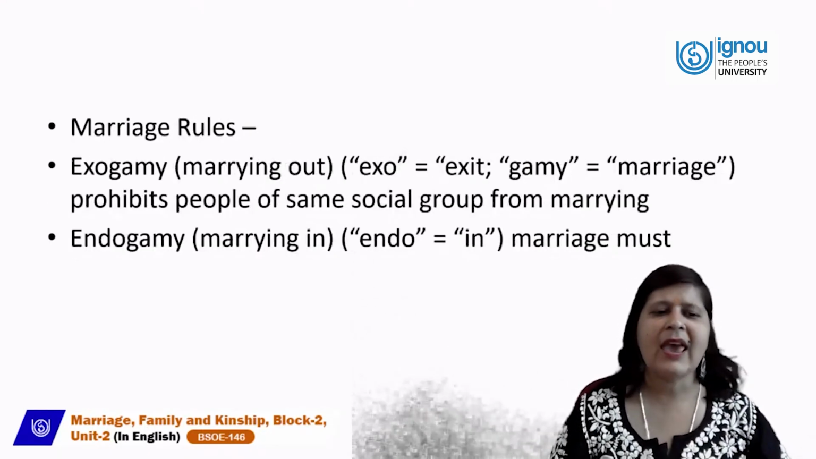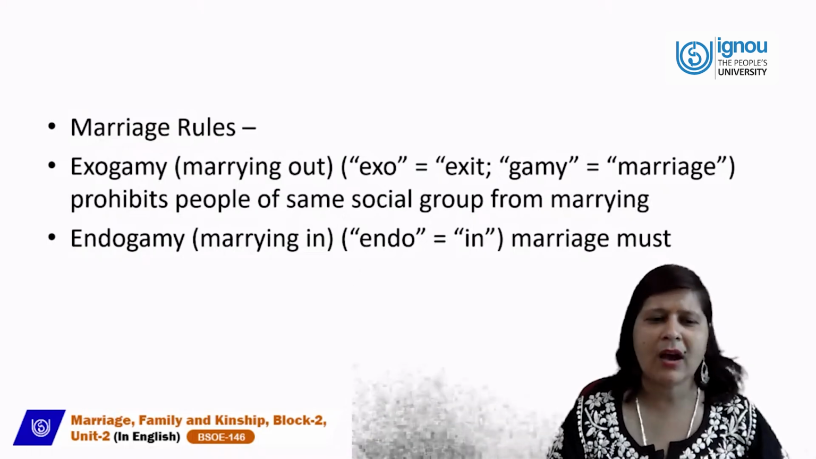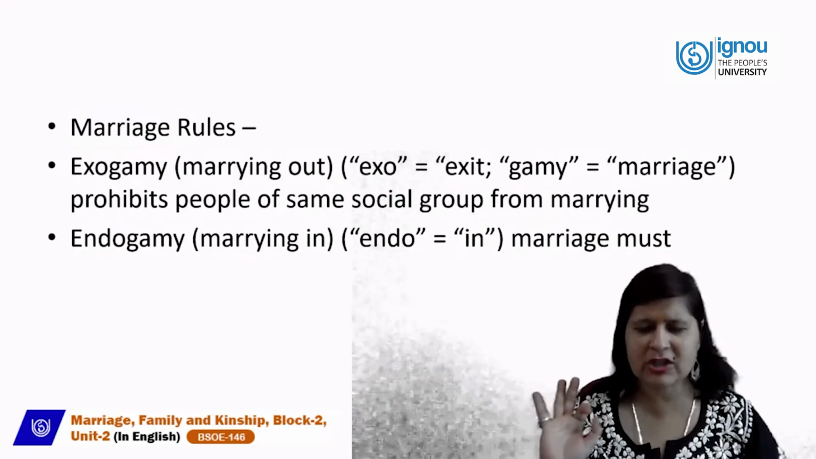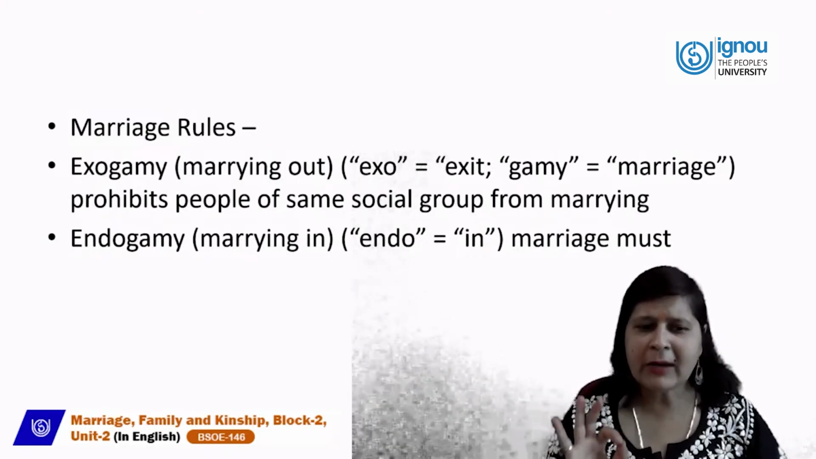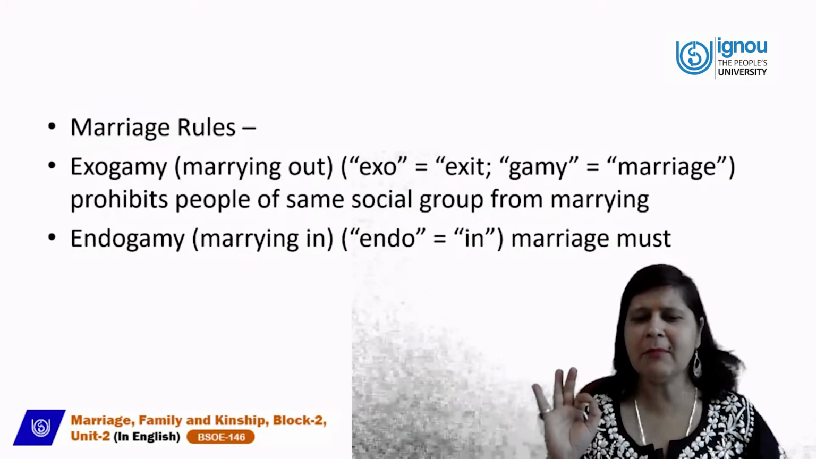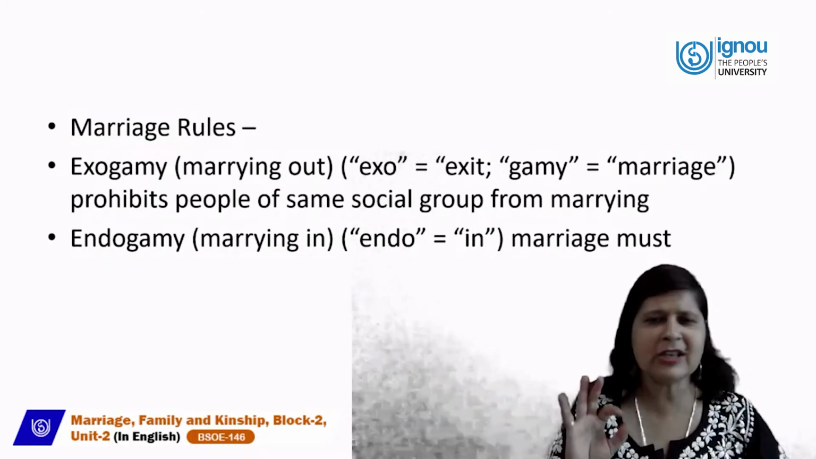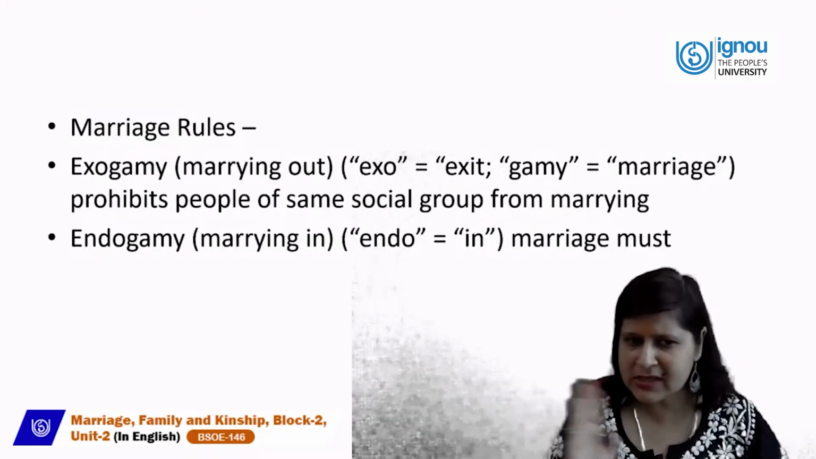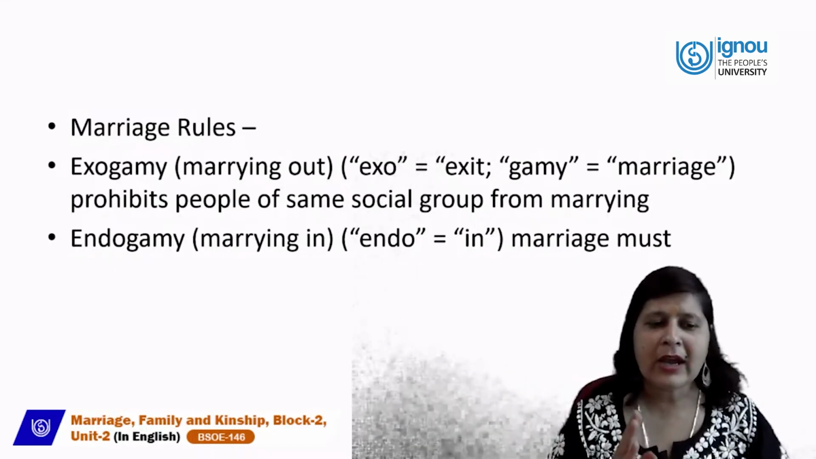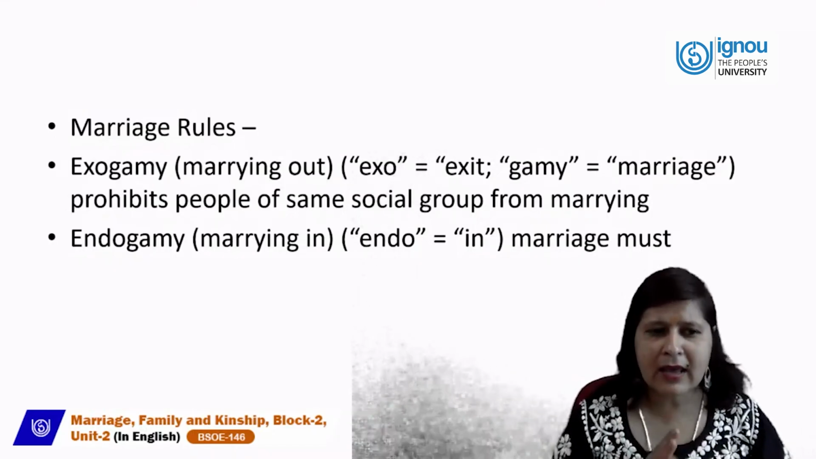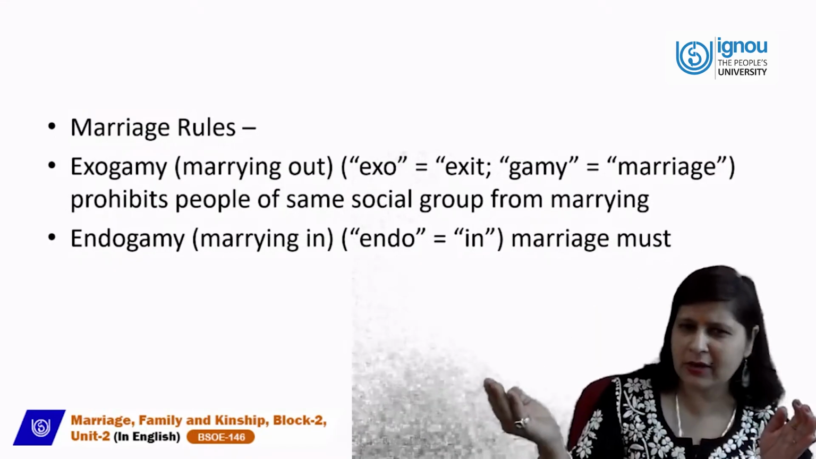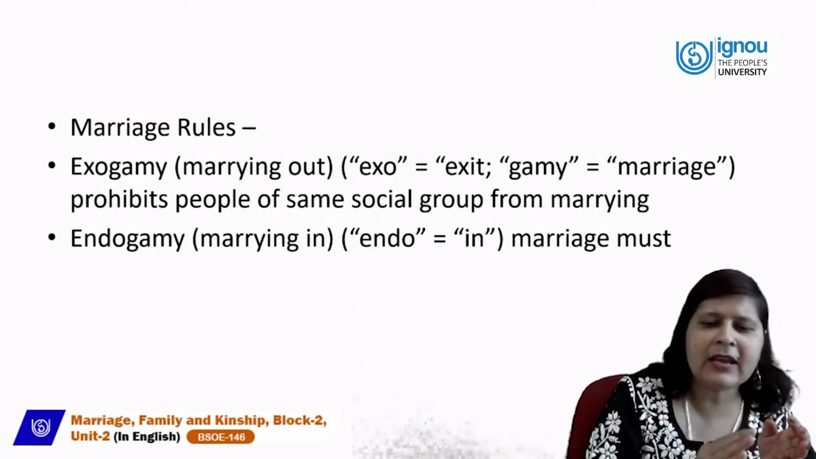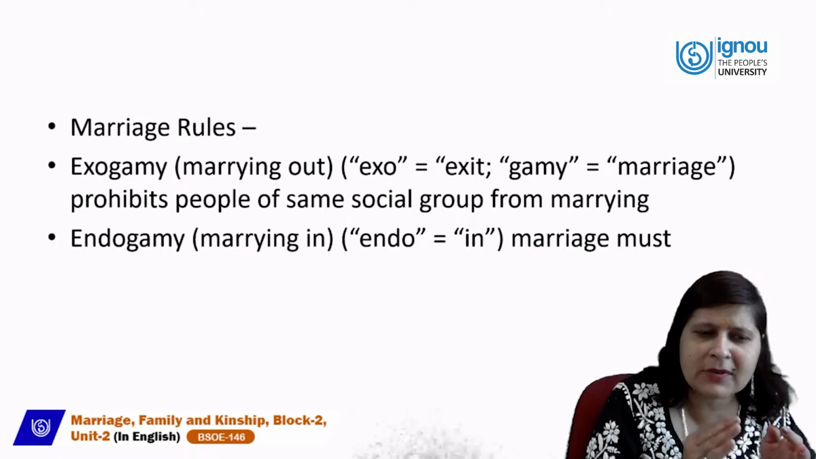Marriage rules: exogamy is marrying out. Exo means exit, gamy means marriage, right? It prohibits people of the same social group from marrying each other. Endogamy is marrying in. Endo means in and exo means exit.